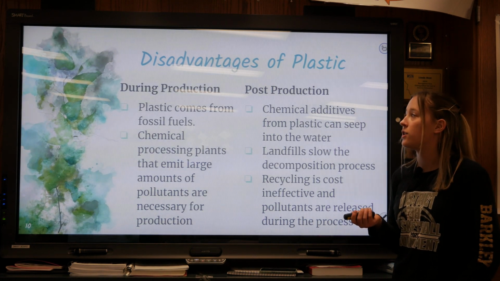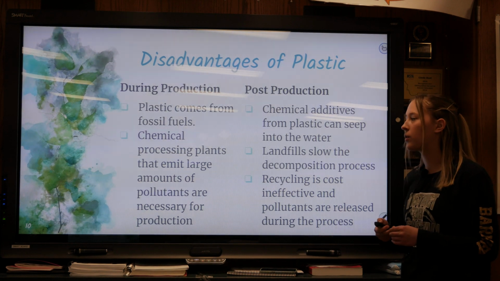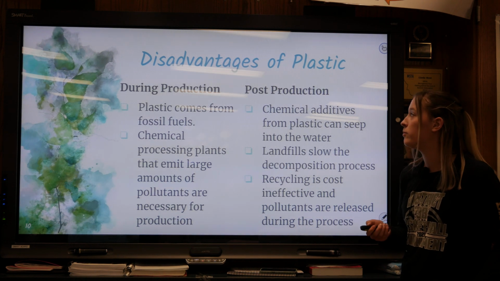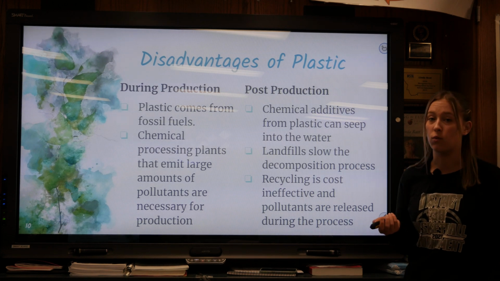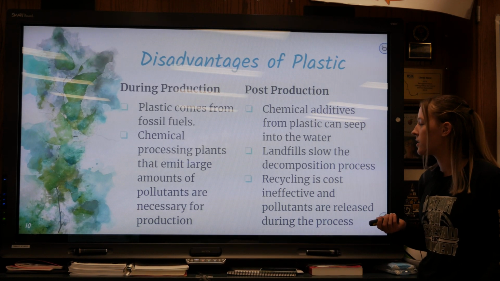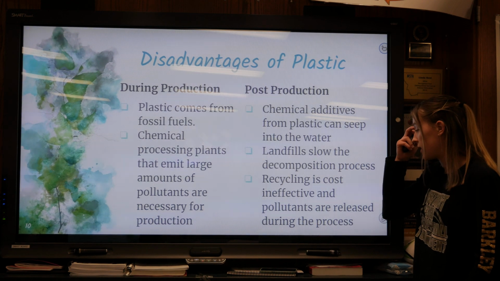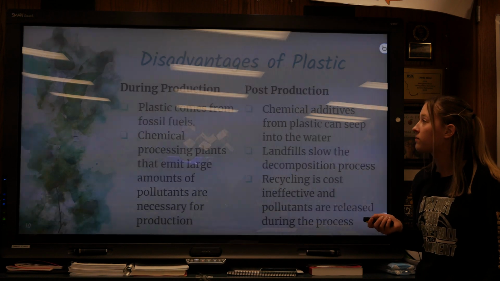However, it comes with disadvantages. So during production, plastic comes from fossil fuels, and chemical processing plants that emit large amounts of pollutants are necessary for its production. And post-production, chemical additives from the plastic can seep into the water systems, and landfills slow the decomposition process. So there's a very large buildup of plastic. Recycling is cost ineffective, and pollutants are released during the process.